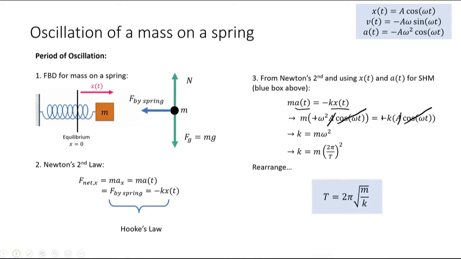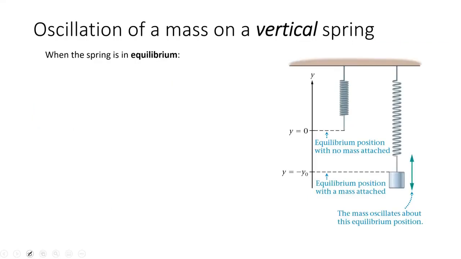Okay, so what I get when I rearrange is that the period of oscillation for this horizontal mass on a spring is equal to 2 pi times the square root of m divided by k. So you can see it is going to depend on the mass of the block that's attached to the spring. It also depends on the spring constant k. Remember, that tells us how stiff or stretchy the spring is. Okay, and so that was for a horizontal mass on a spring.